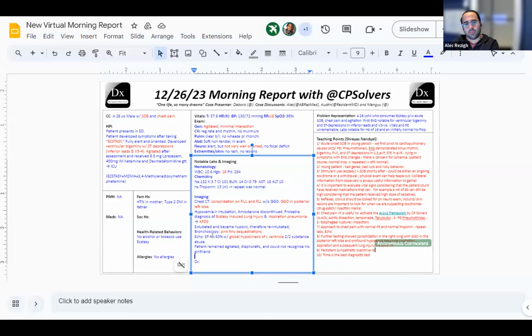But with the ongoing agitation and diaphoresis as well, I do think we need to start worrying about the CNS and evaluating that appropriately. So definitely getting some baseline imaging. I think a lot of these drugs sometimes can cause cerebral edema that you may miss. So that would be something to consider.